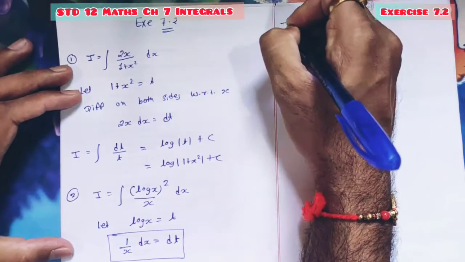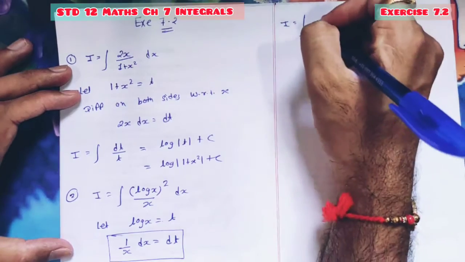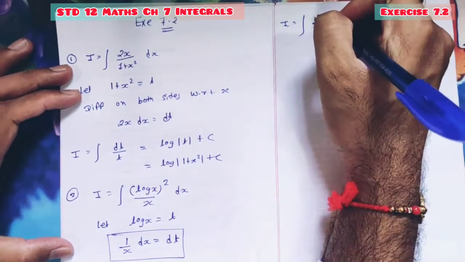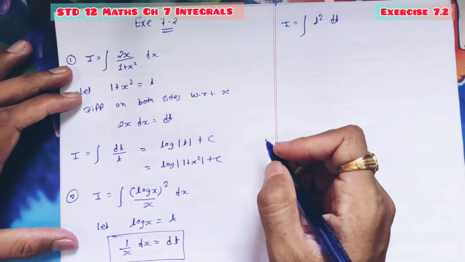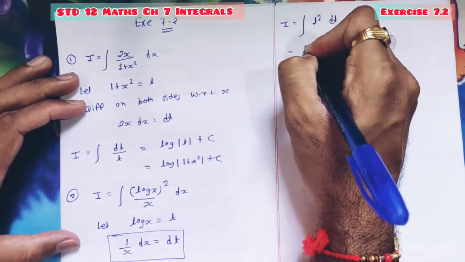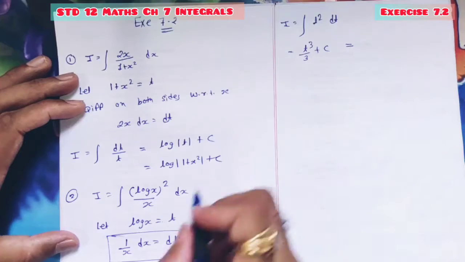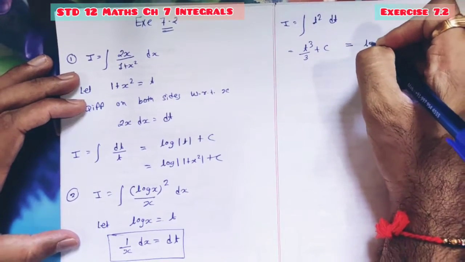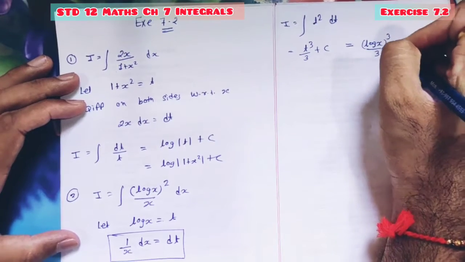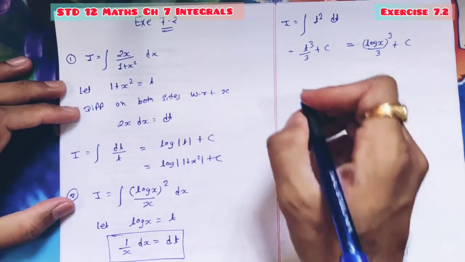So integration I will be log x whole square, so it's t square, and 1 upon x dx, 1 upon x dx is dt. So it's t square dt. Integration of t square with respect to t will be t cube by 3 plus c. Now replace this t with log x. It will be log x whole cube by 3 plus c. Clear? Third one.